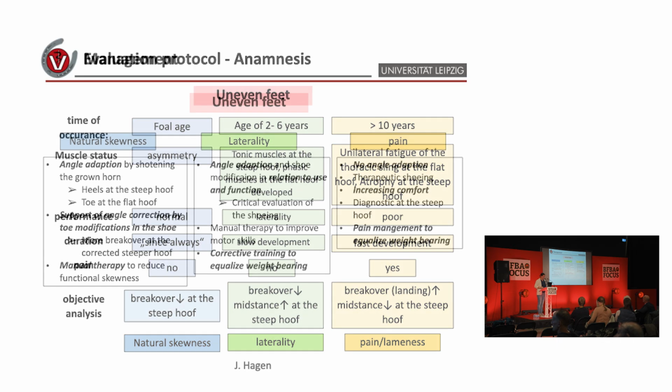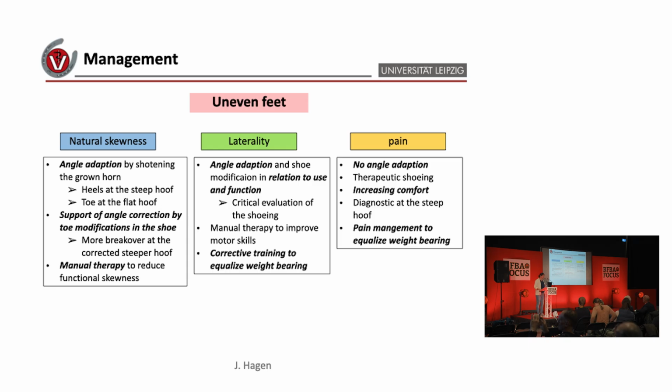And for the management, if I concluded natural skewness, just go for good angle adaptations, because I think you maintain the function of the body and you prevent a further increase of the skewness. Care for the steep hoof by shortening the heels and work with a good modification in the toe to improve the breakover, so you can make an asymmetric breakover depending on your correction, and consider manual therapy. Work together. It's always a kind of collaboration.